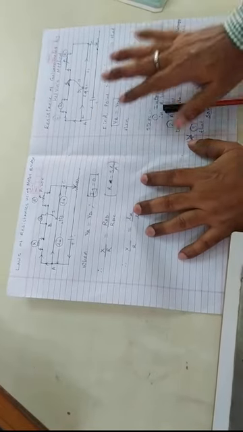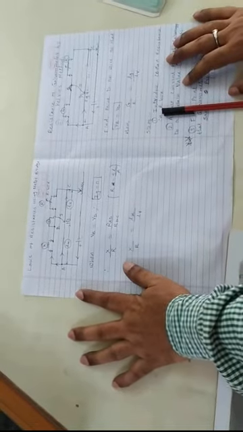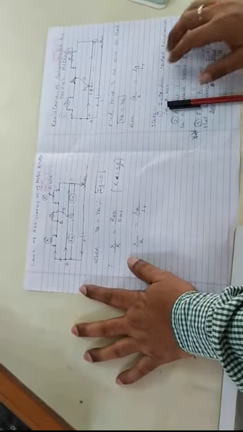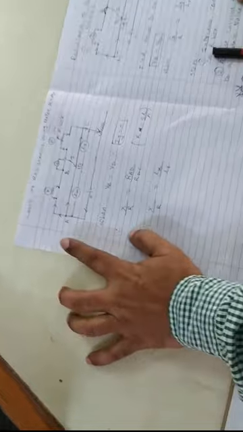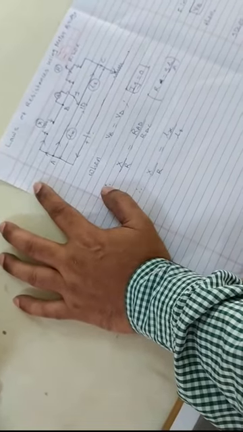What is the similarity and what is the difference between these two experiments? First let us see their circuit diagram. So this is a meter bridge. This is a meter bridge.